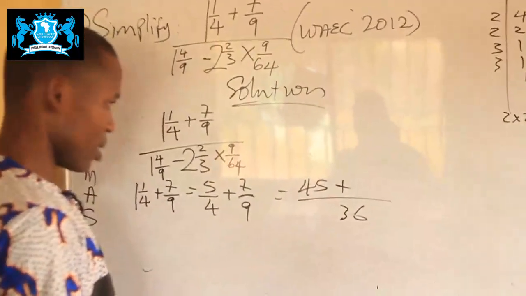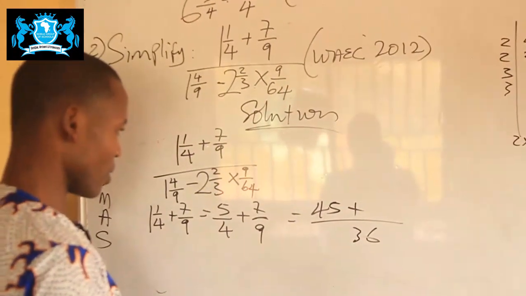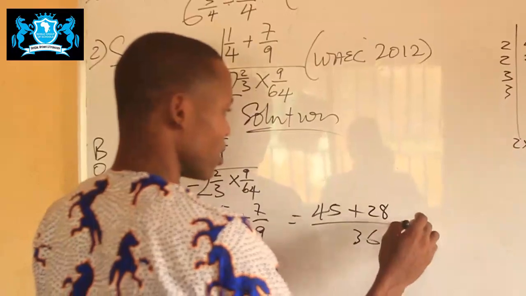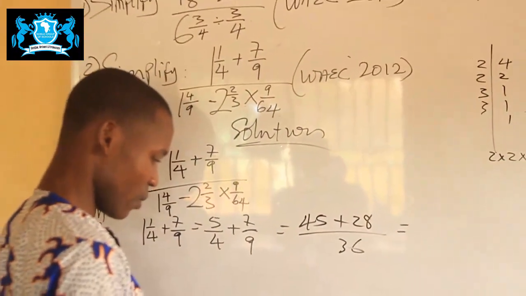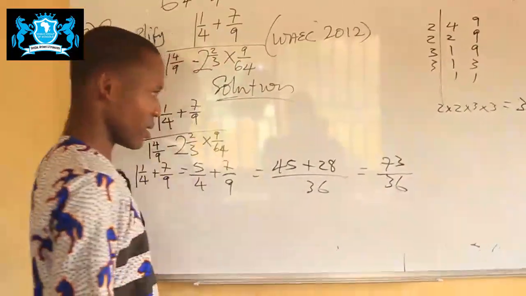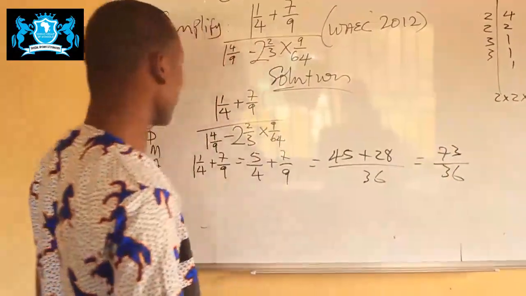Plus 36 divided by 9. 36 divided by 9 will give us 4. 4 times 7 will give us 28. So we now have 28 plus 45, which will give us 73 over 36. After solving the upper part, we got 73 over 36.